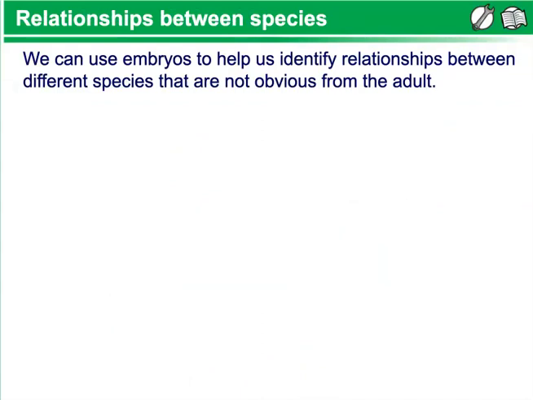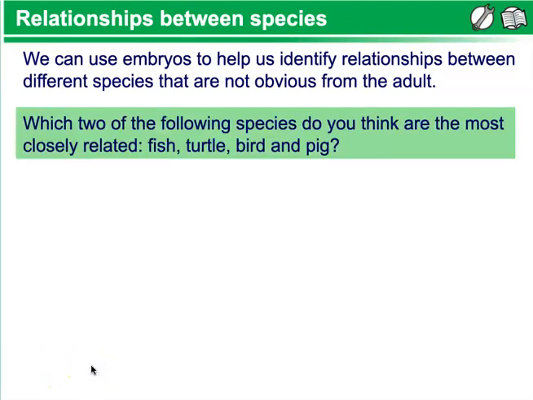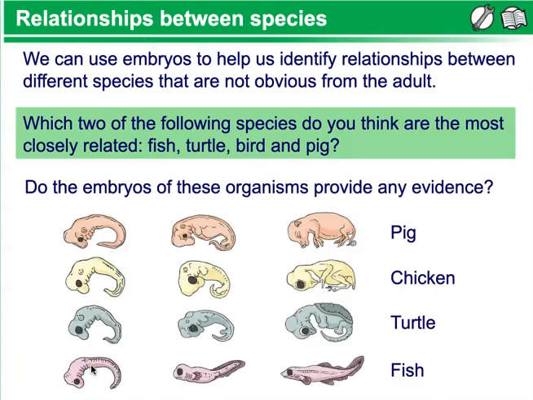Relationships between species. We can use embryos to help us identify relationships between different species that are not obvious from the adult. Which 2 of the following species do you think are the most closely related? Fish, turtle, bird, and pig. Do the embryos of these organisms provide any evidence?